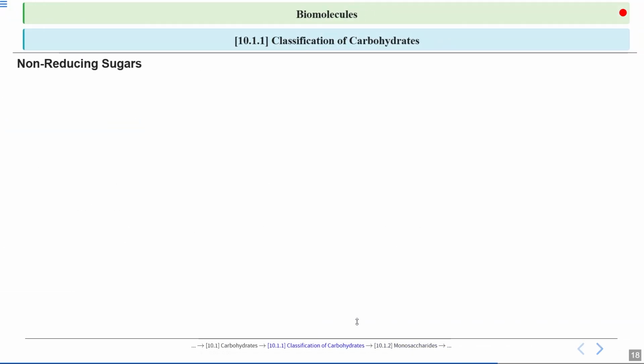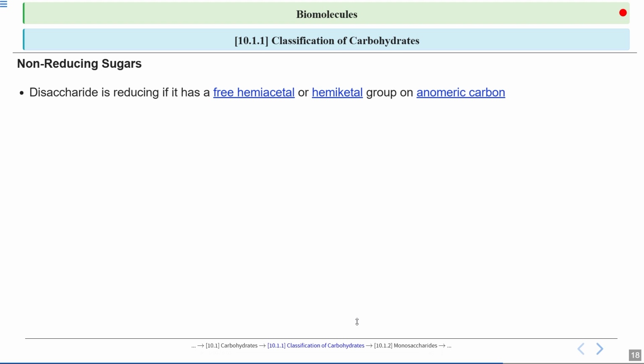Now next we will talk about non-reducing sugars. See what determines if a disaccharide is a reducing sugar. A disaccharide is considered reducing if it has a free hemiacetal or hemiketal group on its anomeric carbon. This is important, which you need to know.